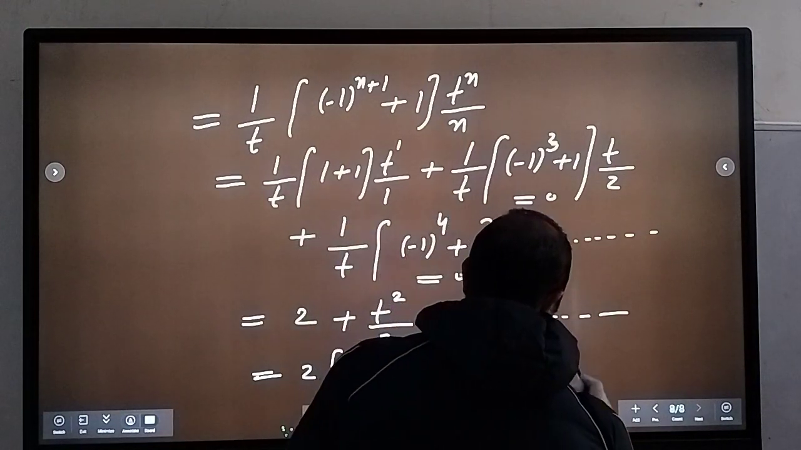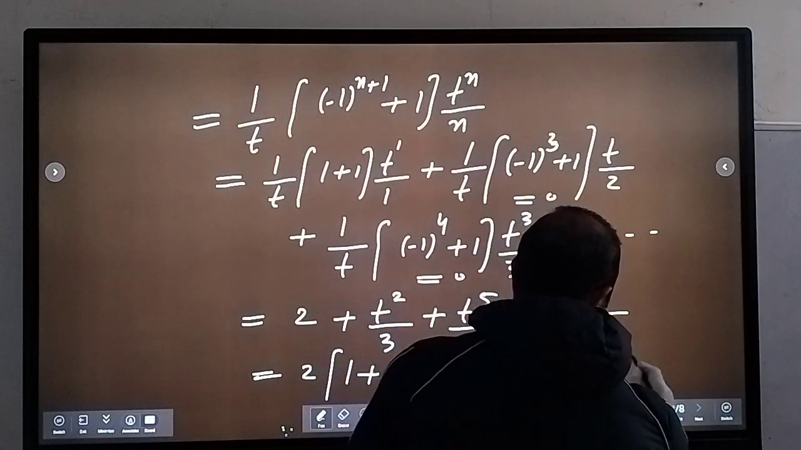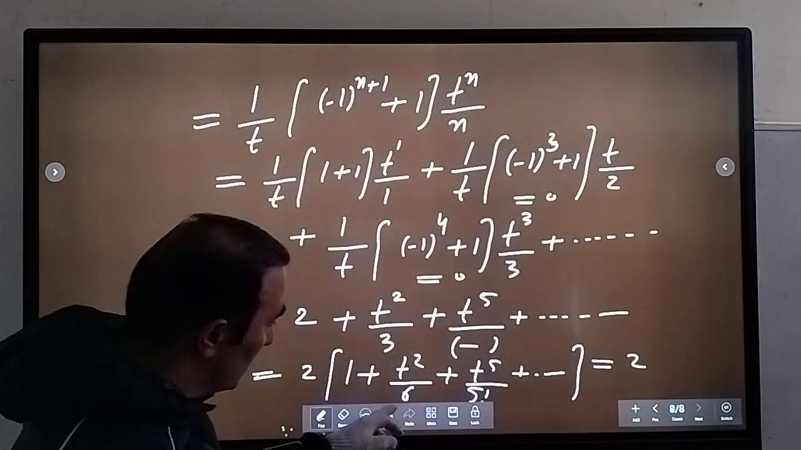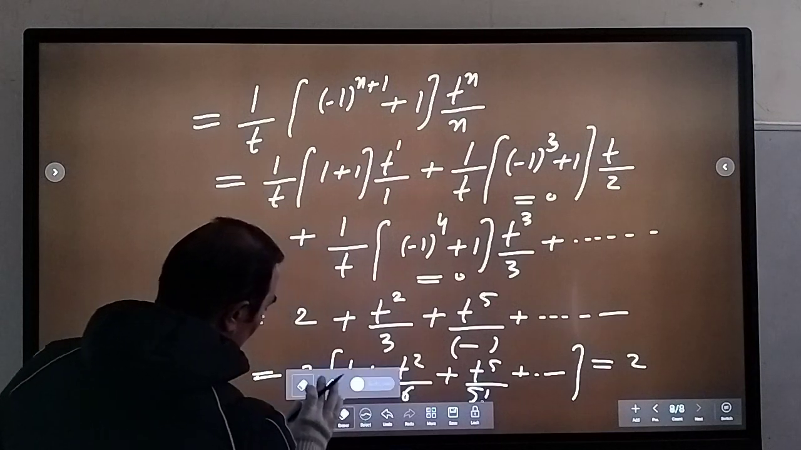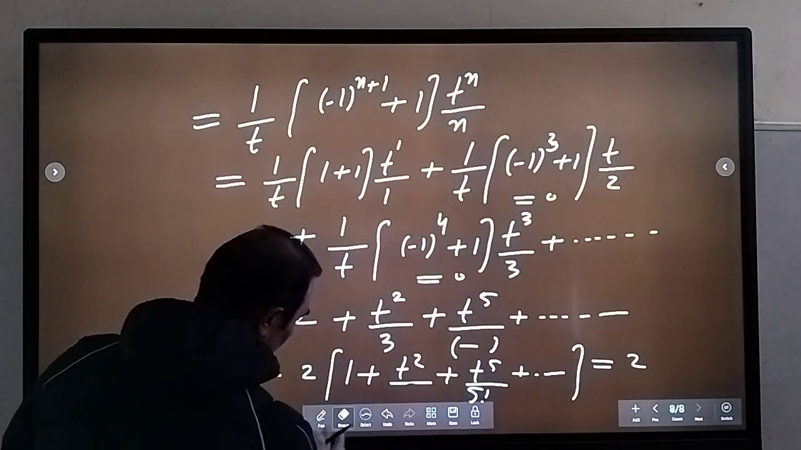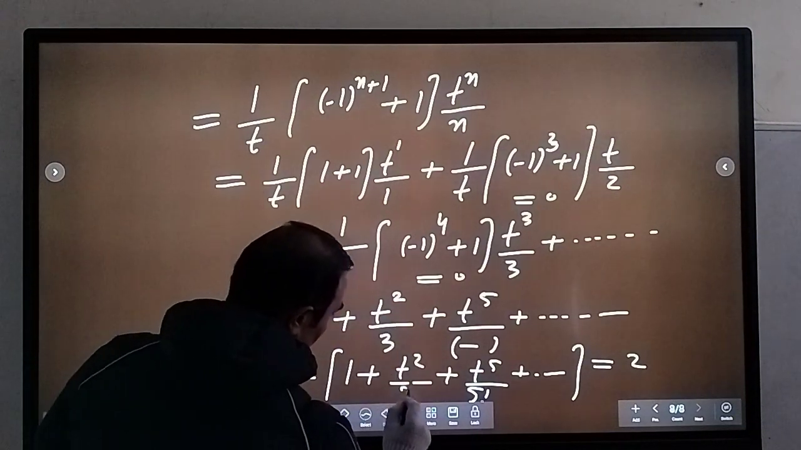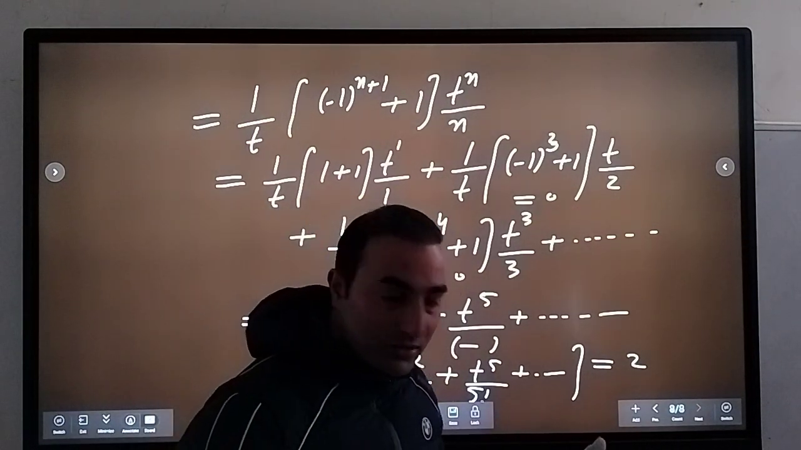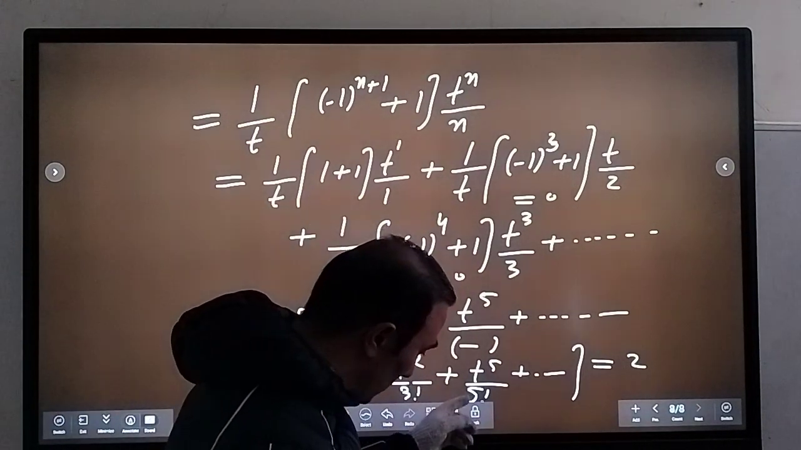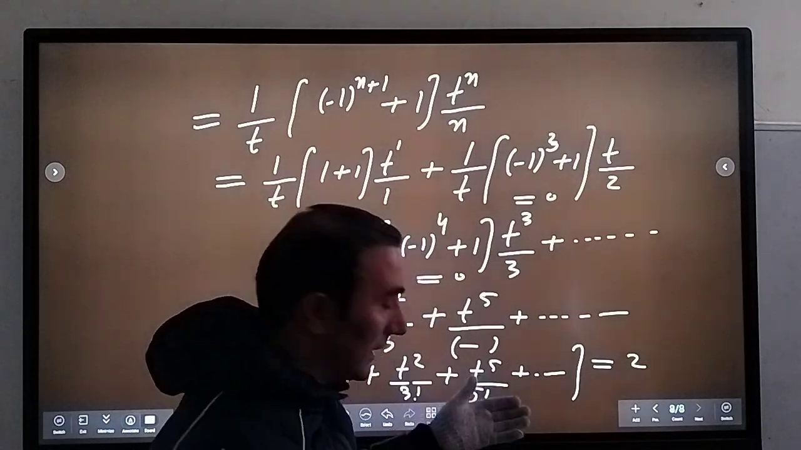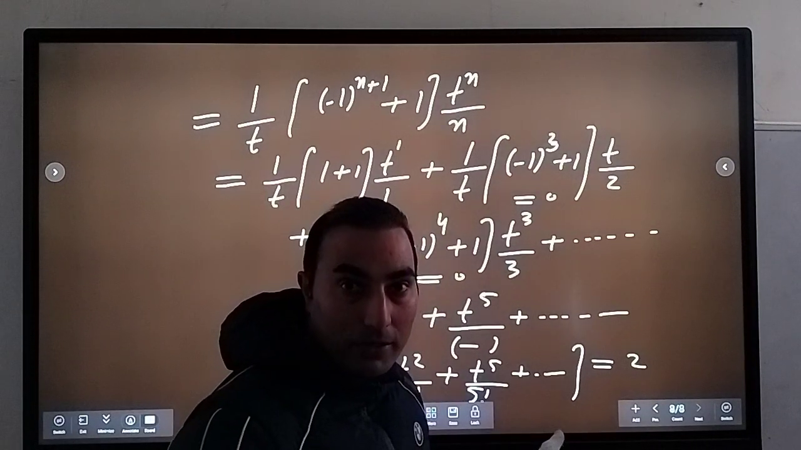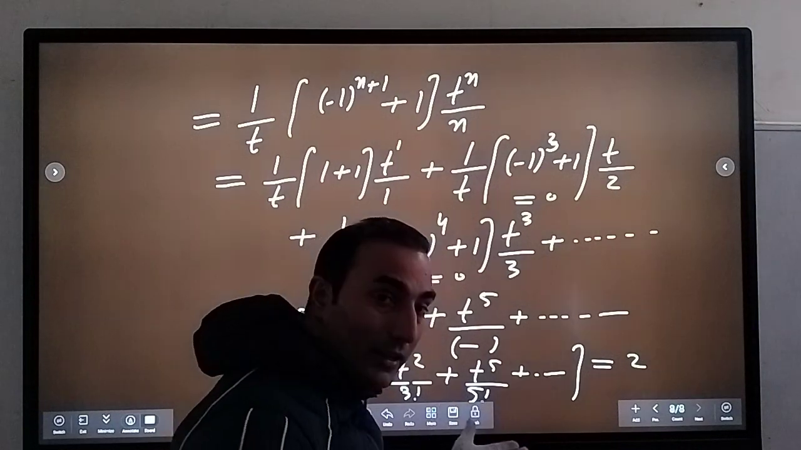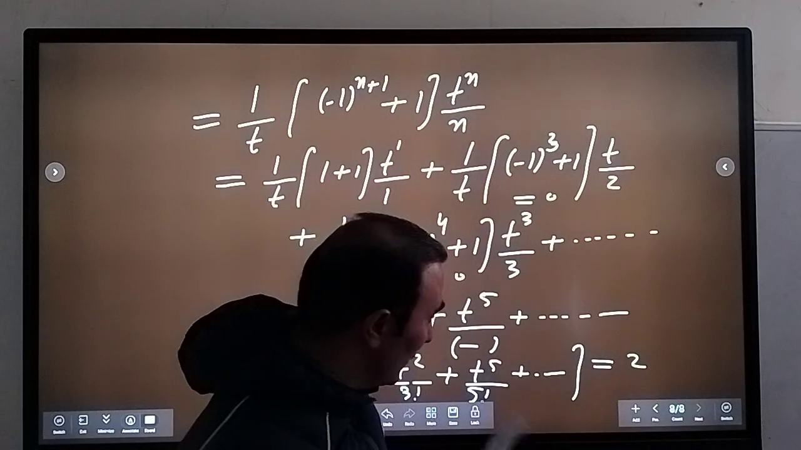So this will be equal to 2 into, if you check this sequence, 6 you can write as 3 factorial, and this will be 5 factorial. So what should our next term be? That will be t raised power 5, and then I cannot get it, because it doesn't follow the regular pattern, right? So then in the denominator we should have 7 factorial, right? And so on, right?